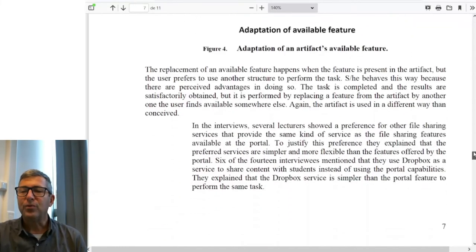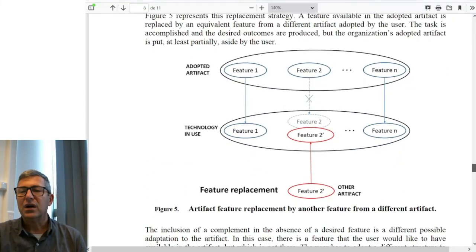We also saw people that were replacing a feature. Right? There was a feature that was proposed there by the adopted artifact, the one that was chosen by the decision maker. But then the user did not agree with that feature and brought a feature from a different source.